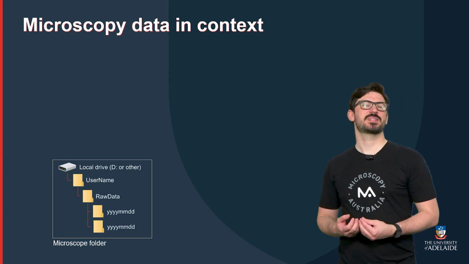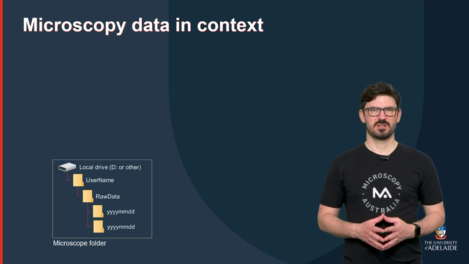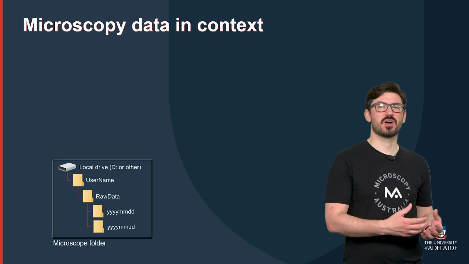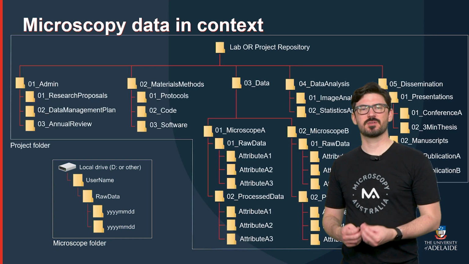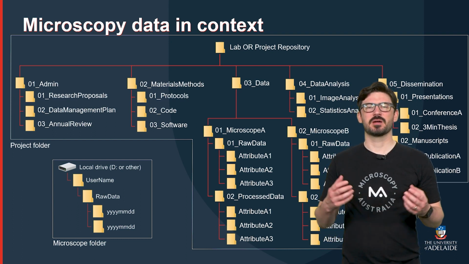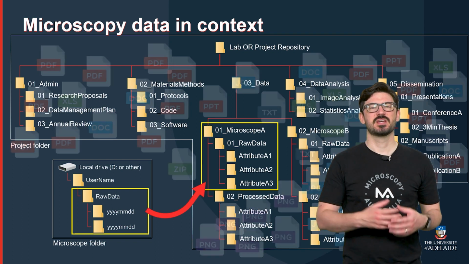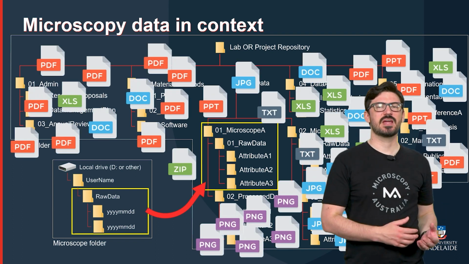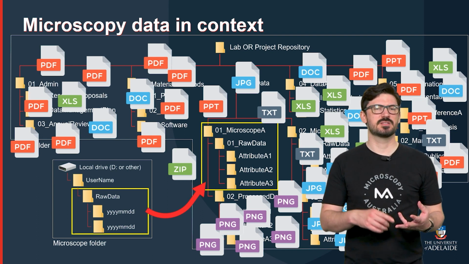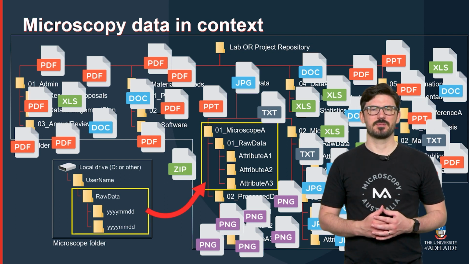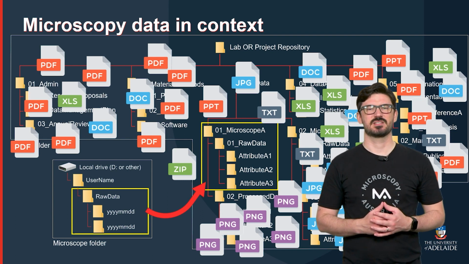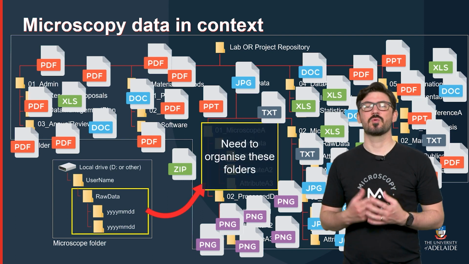Next, let's put the microscopy data in the context of a broader research project. So the microscopy data, that which you generate at the microscope, will not remain in the local drive for too long. Rather, you'll transfer it to your lab or your project repository, and within the repository, it may live among many hundreds or thousands of digital files in many different other formats that you create over the life cycle of a research project. So that includes files for admin, method development, data, statistical analysis, and for reporting. And it's typically from here where you access your raw data for further processing and analyses. So it's going to be beneficial to well organize these folders.